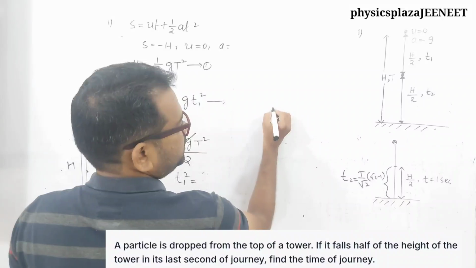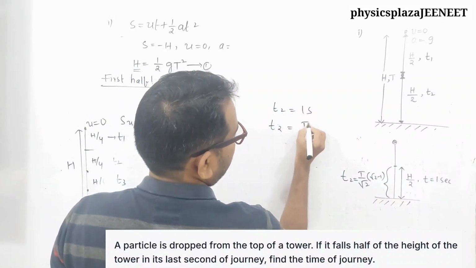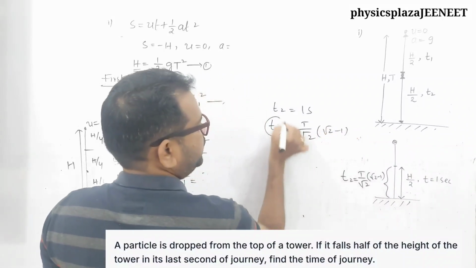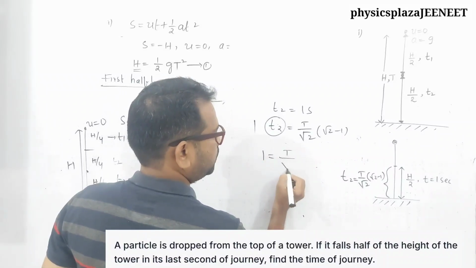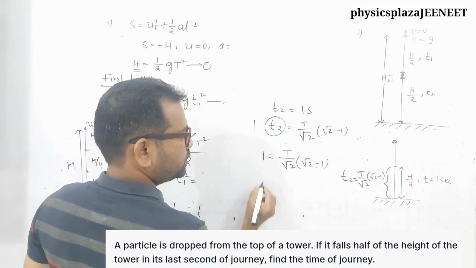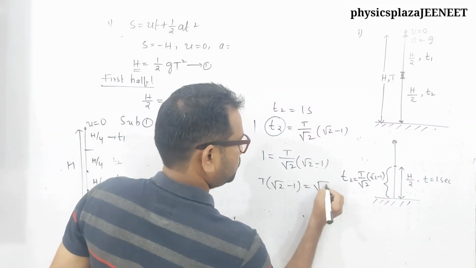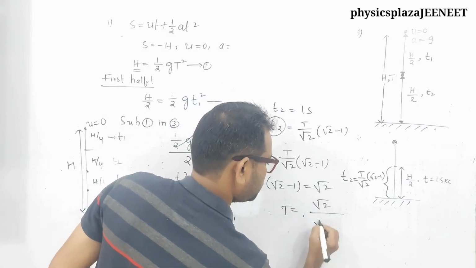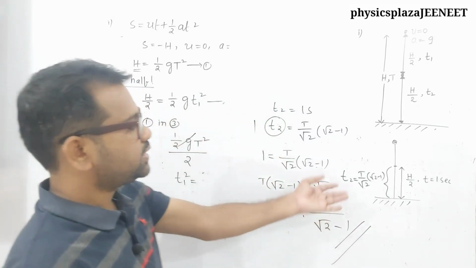Now t2 is given as 1 second, and we know that t2 is equal to t by root 2 into root 2 minus 1. So here you can substitute 1. Then 1 is equal to t by root 2 into root 2 minus 1. Take this root 2 to this side. So t into root 2 minus 1 is equal to root 2. So t, that is the time of flight, is equal to root 2 by root 2 minus 1. So this is the time of flight in the second case.